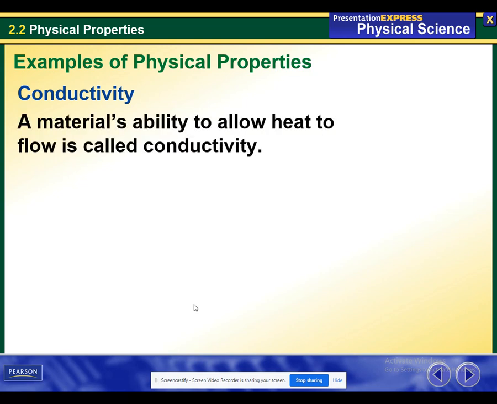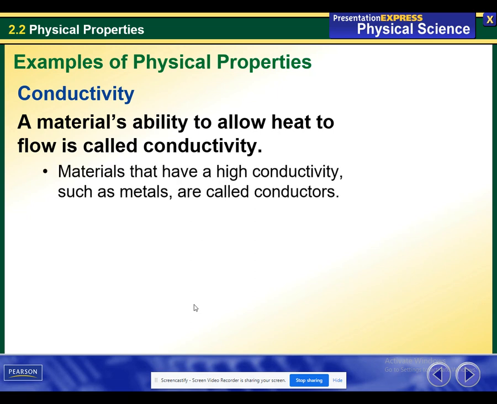The next one is conductivity. So this is the material's ability to allow heat to flow. Materials that have a high conductivity are things like metals. The ability to allow heat to flow is actually very important, especially when we talk about cookware. If you have a metal spoon and you're cooking and you leave that metal spoon in a pot of boiling water, since it's metal and it is a good conductor, that heat from the water is actually going to travel up that metal spoon all the way to the handle. So if you touch a metal handle on that spoon, you're going to burn yourself.